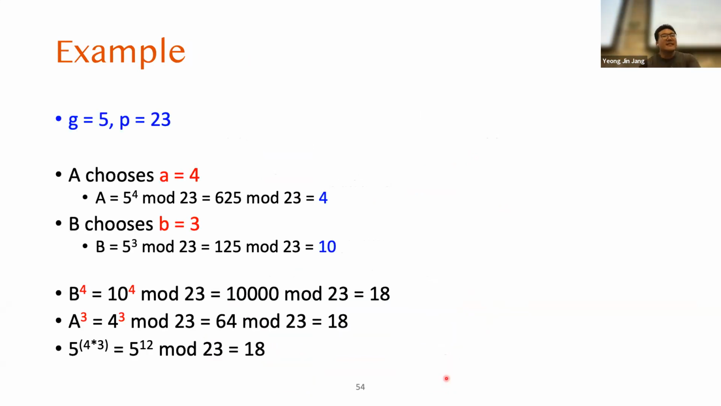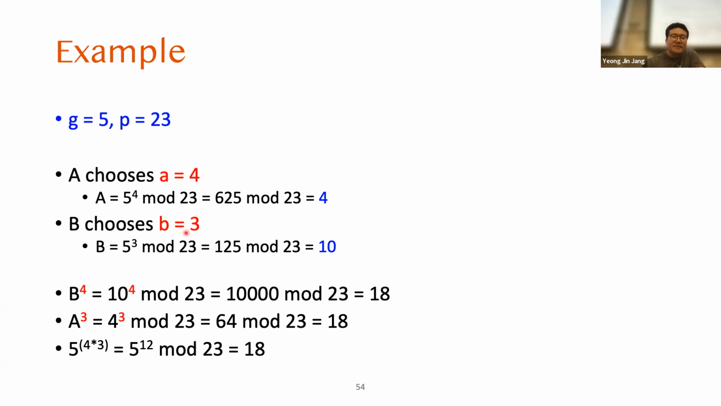So let's take an example. Suppose G is 5, a prime, and P is 23, also a prime. A can choose any number less than P, so 4, and B chooses 3. Right now the numbers are small to demonstrate the calculation and for easy understanding, but we should use a super big number to make it hard for attackers to find A and B.